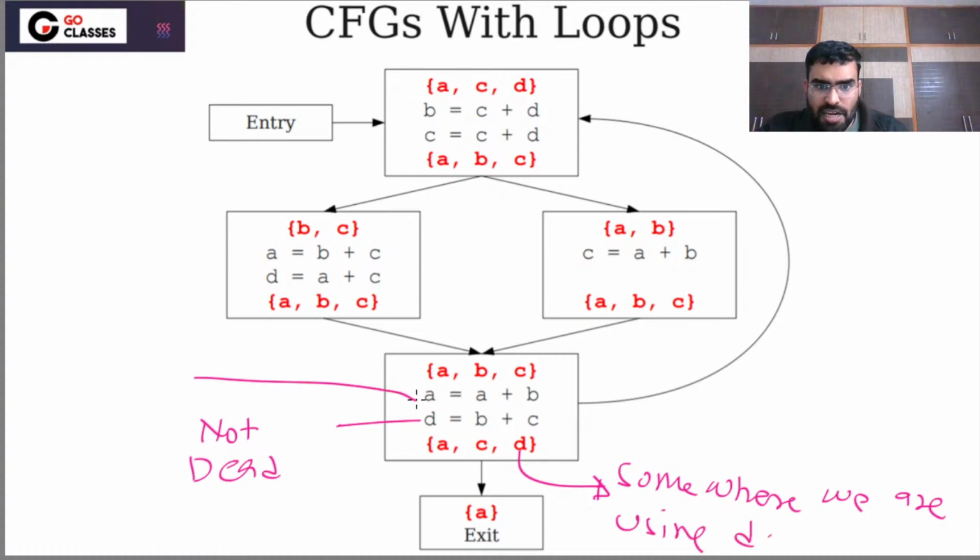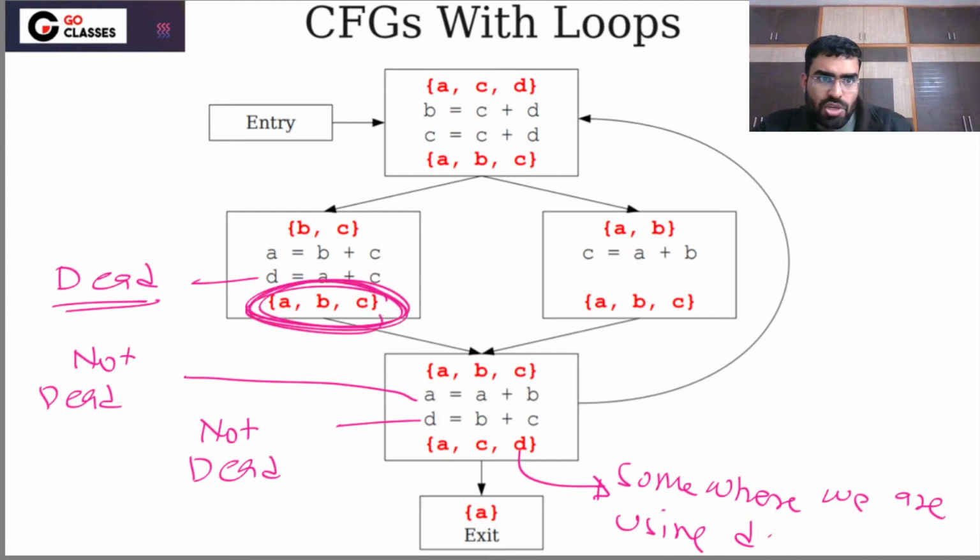What about this? Can anyone tell me? Again, this is also not dead because somewhere we are using A. You can notice we are using A on the exit. And what about this? This is also not dead because somewhere you are using C. You can notice here you are using C. And similarly, this is dead. Can you notice this statement is dead? Yes or no? This statement is dead because you are not using D. A, B, C you are using, but you are not using D. So this statement is dead.